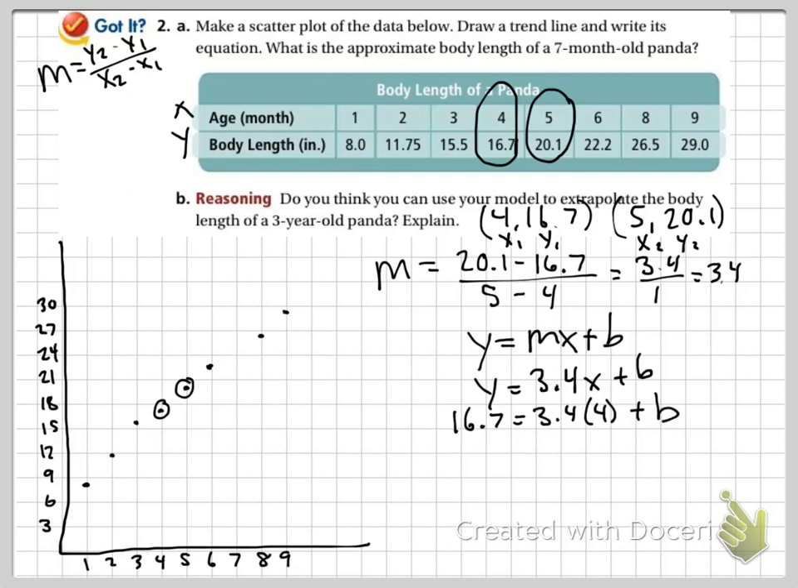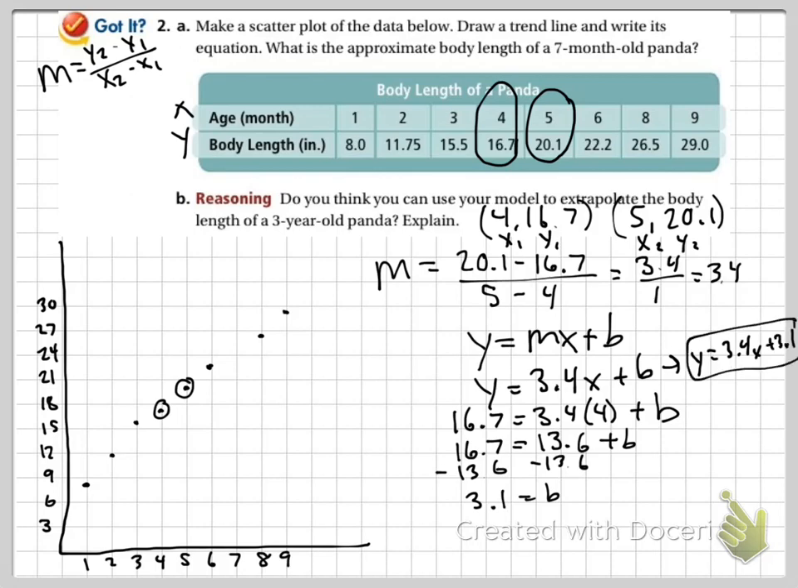So now I'm going to solve for b. So I need to do 3.4 times 4. That gives me 13.6. So 16.7 is equal to 13.6 plus b. Subtract 13.6 from both sides. And we get b is equal to 3.1. So now I can go back up here and update my equation. I get that y is equal to 3.4x plus 3.1.